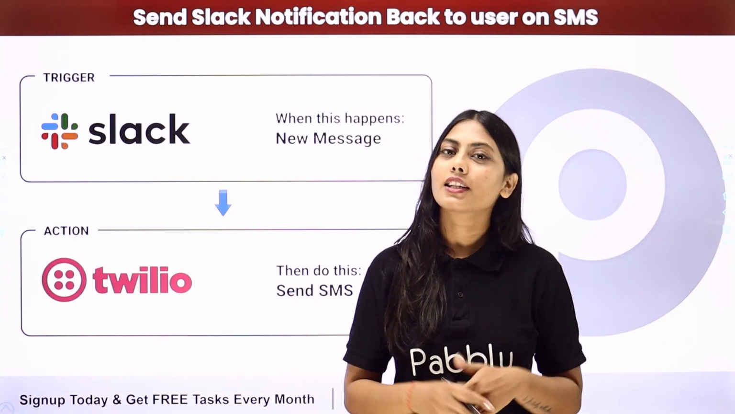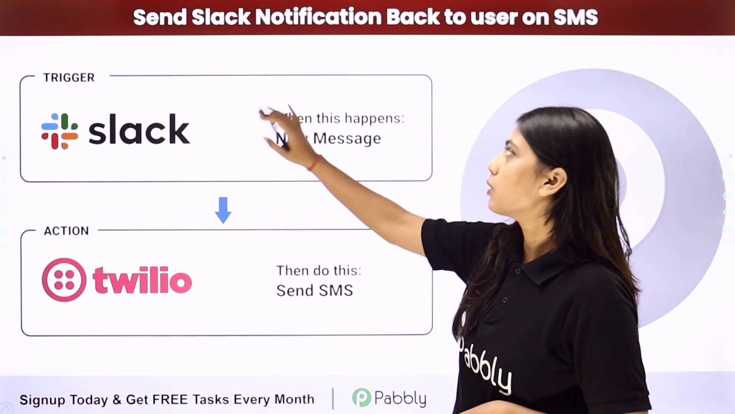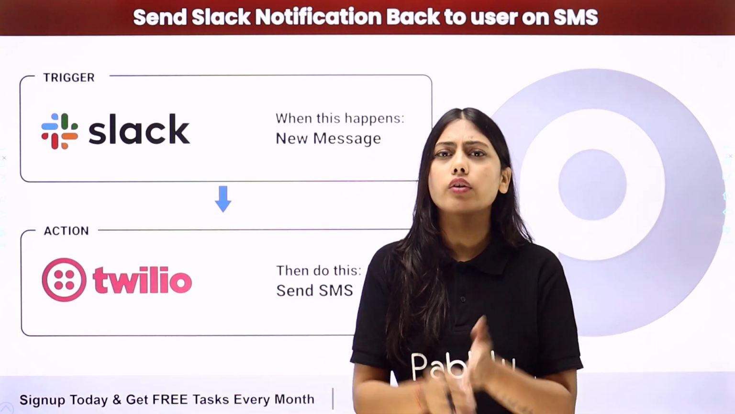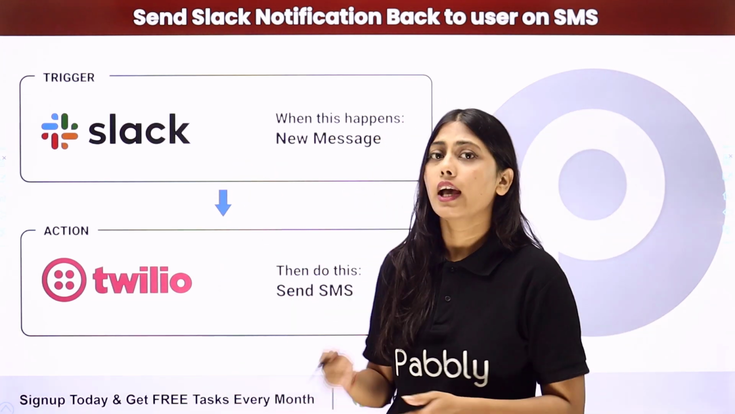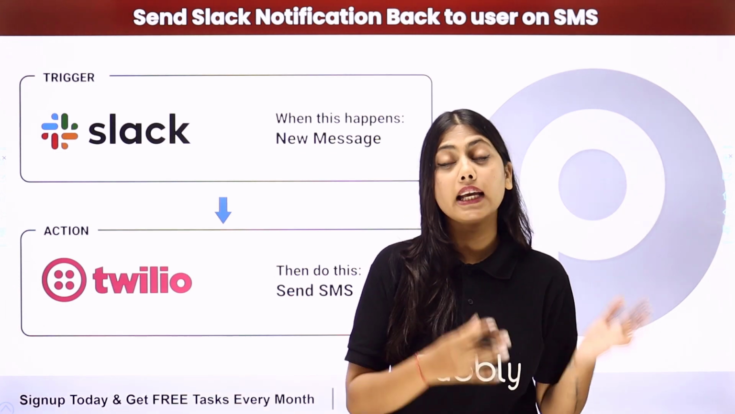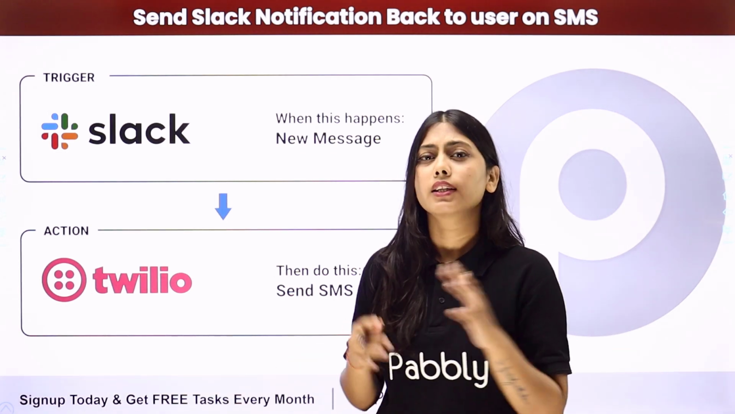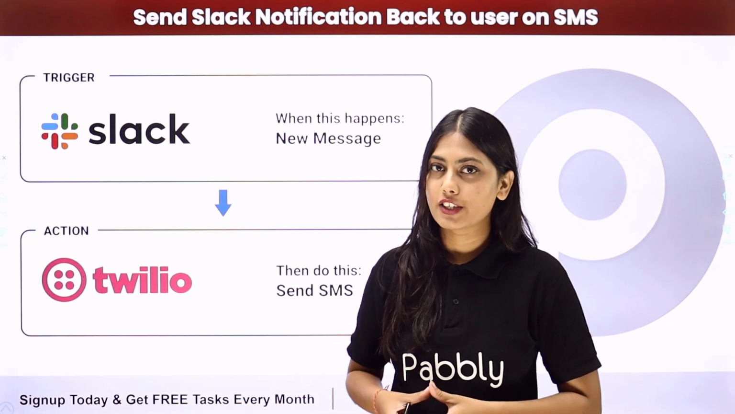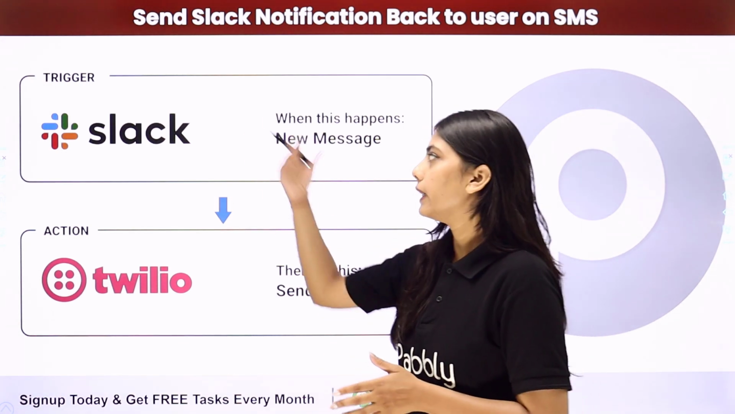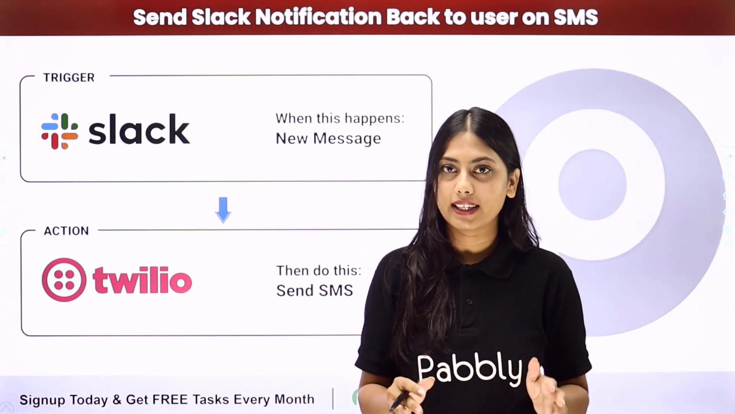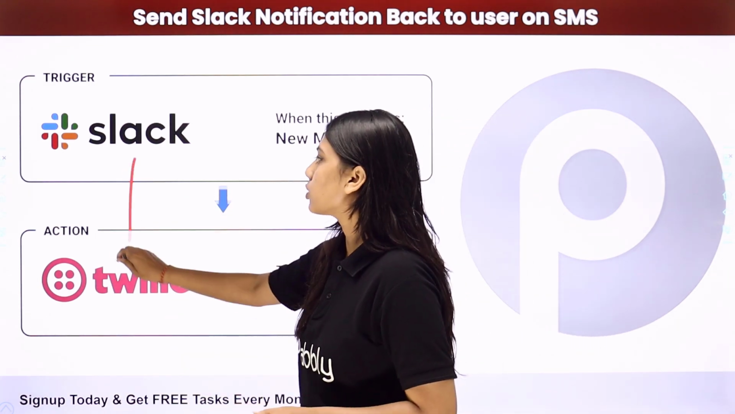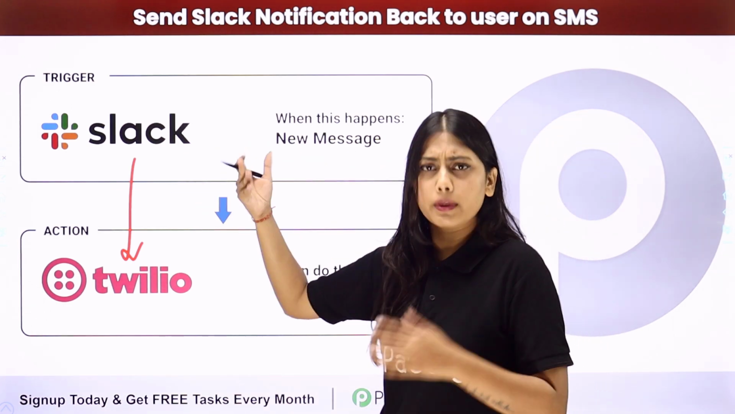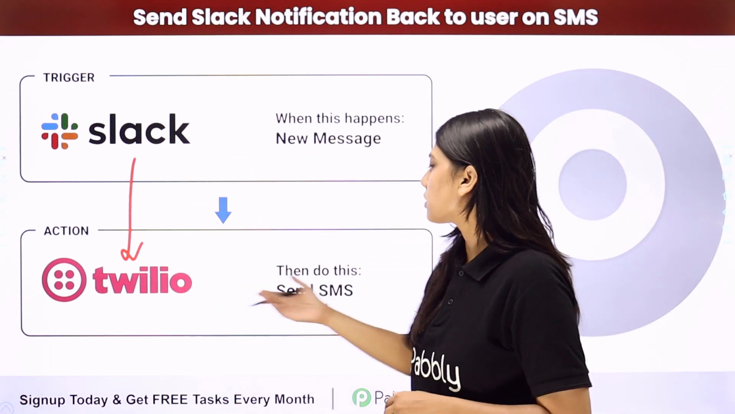Hello everyone, in this video we are going to learn how to send Slack notification back to user on SMS. So there is a conversation going on in your Slack channel, and whenever a reply is made by any team member to the other team member, then if your internet is not working, you might want to get an SMS notification. For this, you can create a complete automation with the help of Pabbly Connect. Here we are going to integrate these two applications in such a way that whenever a new message is received on Slack or a reply is made, you will get an SMS notification.